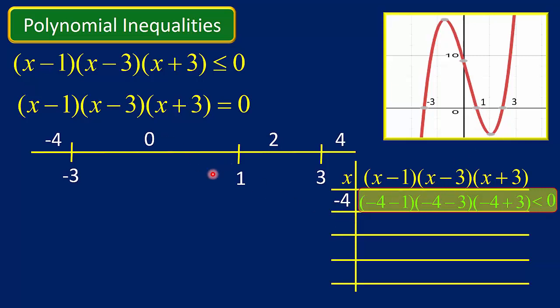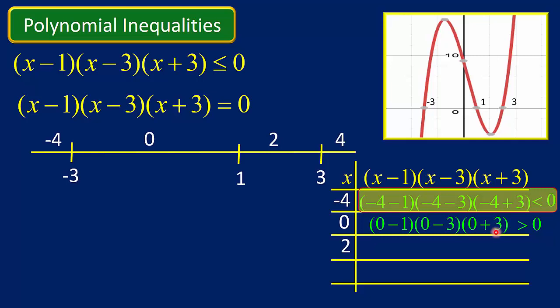Now let's look at the 0. Put in a 0, test those values, and we find when we plug in a 0 here, we get something positive. We get a negative times a negative. That's positive times another positive. That's greater than 0.